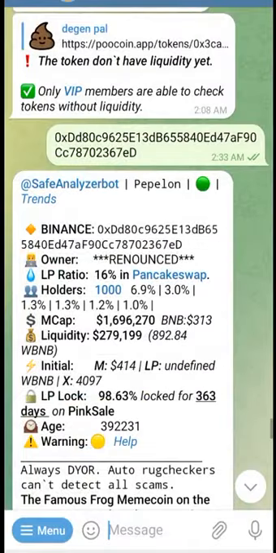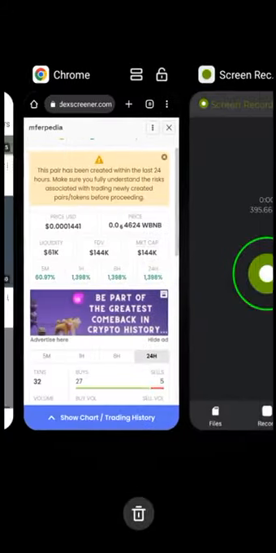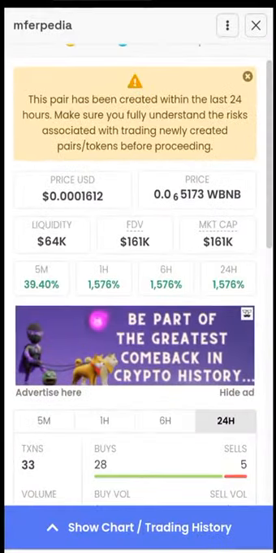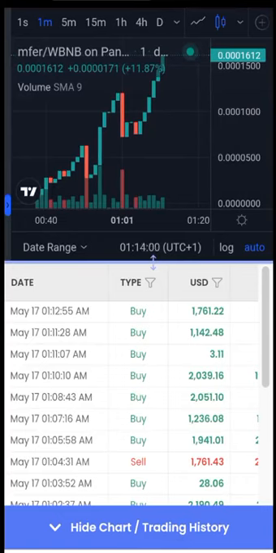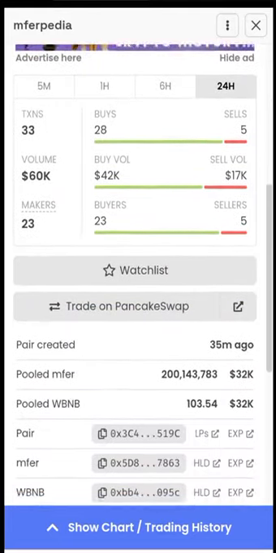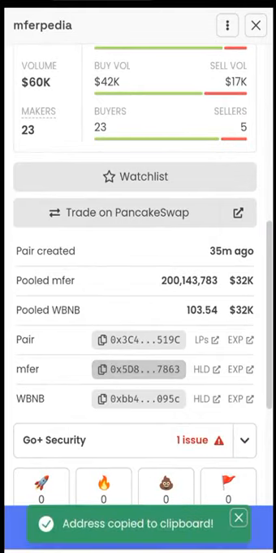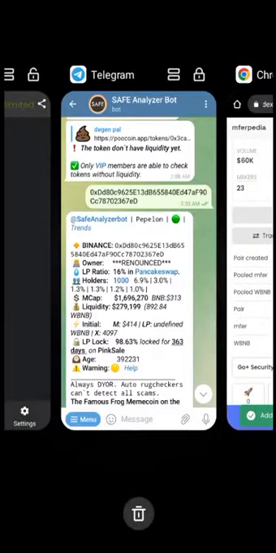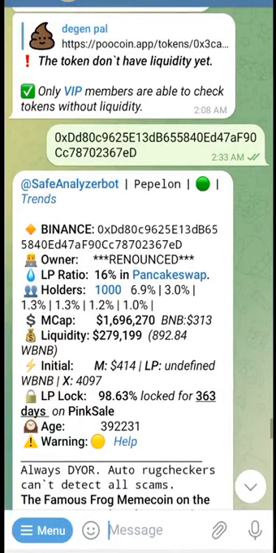Let's look at this Safe Analyzer bot. Let's just get a CA. Let's copy any random CA. Let's copy this token. This token is a honeypot, actually. Even without scanning it, I already know it's a honeypot. It's a scam. But let's confirm if we are right or wrong. Let's copy it and go straight to the Safe Analyzer bot and paste it on it.